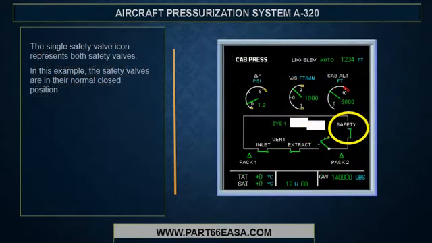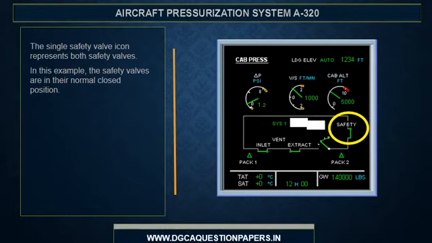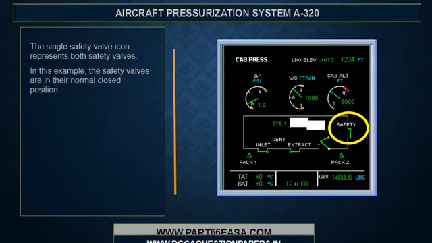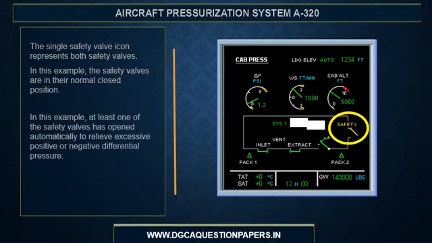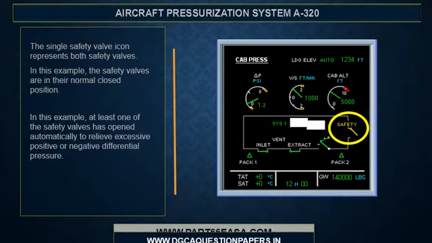The single safety valve icon represents both safety valves. In this example, the safety valves are in their normal closed position. In this example, at least one of the safety valves has opened automatically to relieve excessive positive or negative differential pressure.